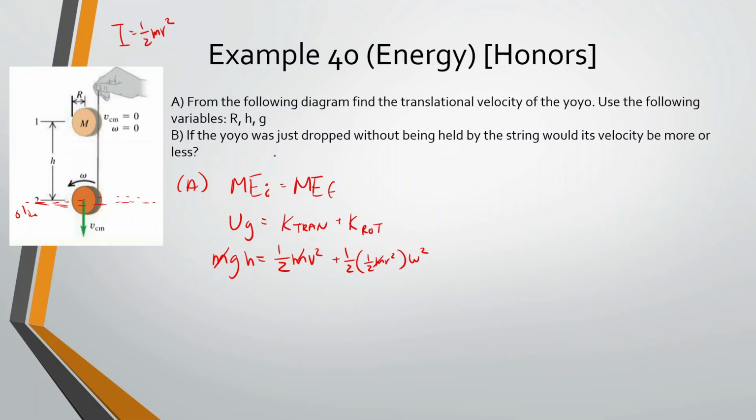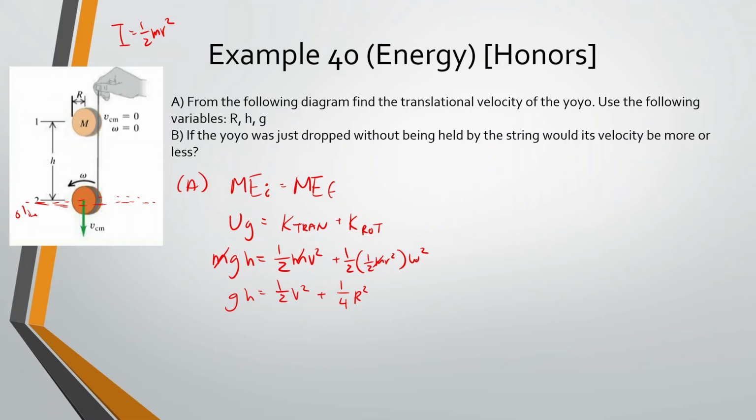Now let's start replacing some of these variables. So we have gh. Oh, that's going to be the same. 1/2 v squared. That's what we're looking for, v. Plus 1/2, and then r, we should replace it with this capital R. So 1/2 times 1/2 is going to be 1/4 r squared.